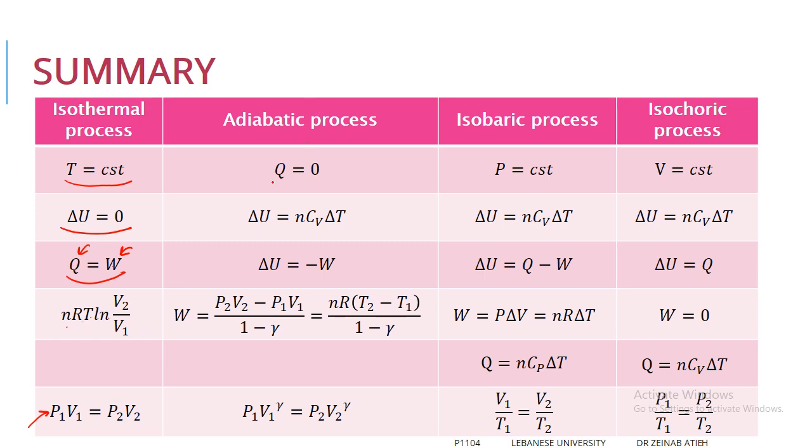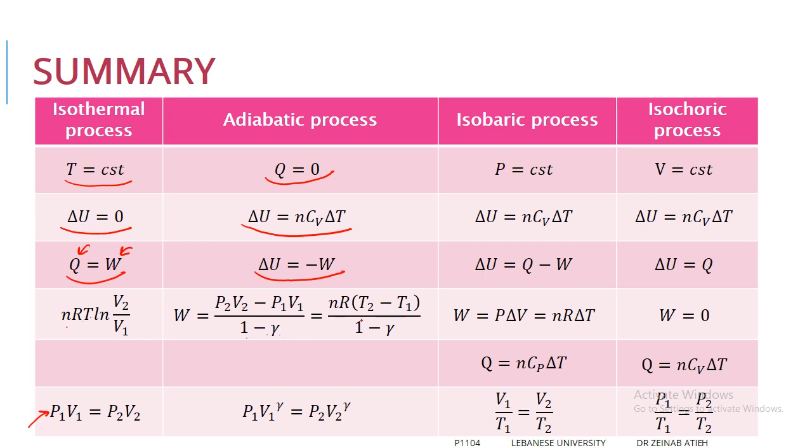In an adiabatic process, there is no exchange of heat. Q is equal to 0. Delta U is always equal to nCV delta T in any process, but here in the isothermal process delta T is equal to 0, so every time delta U is equal to 0. Delta U equals Q minus W, but Q is 0, so delta U equals minus W. The work equals P2 V2 minus P1 V1 over 1 minus gamma.